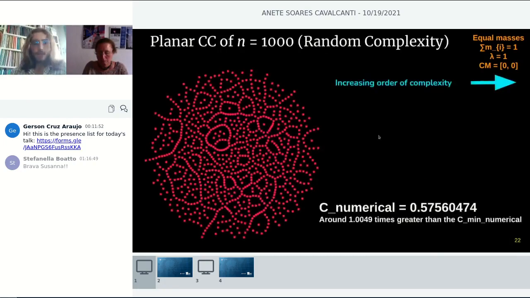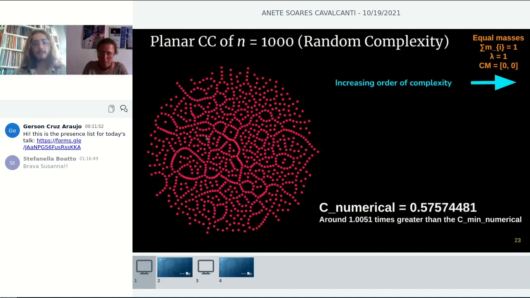So the title of this presentation is Filaments and Voids in Central Configurations. The motivation is that we have found these kinds of filaments, for example, in this figure and in this one. And we don't know exactly why.